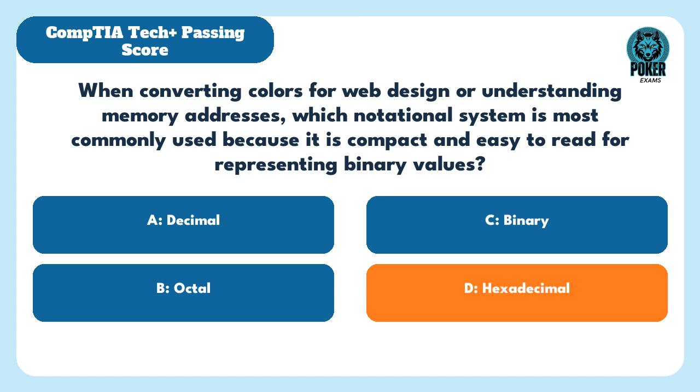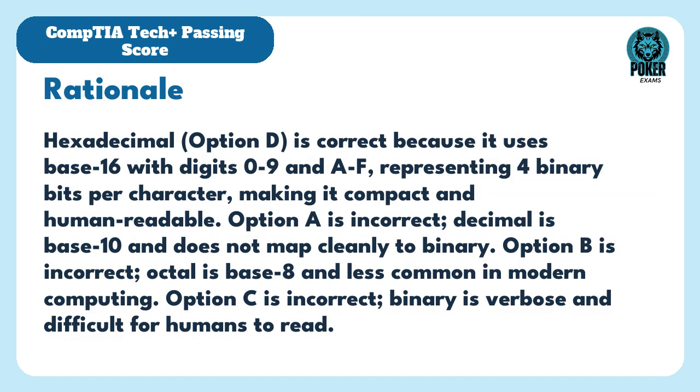The correct answer is D. Rationale. Hexadecimal, option D, is correct because it uses base 16 with digits 0 to 9 and A to F, representing 4 binary bits per character, making it compact and human-readable.